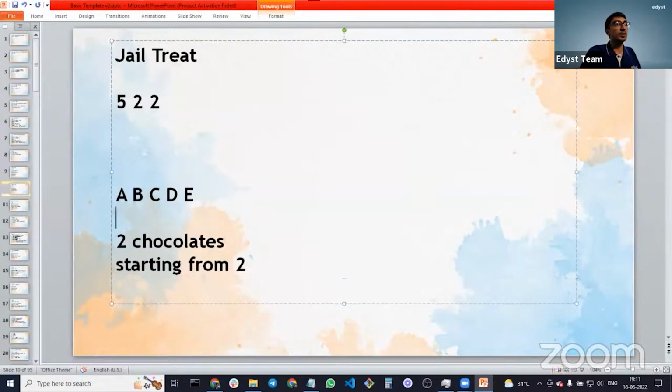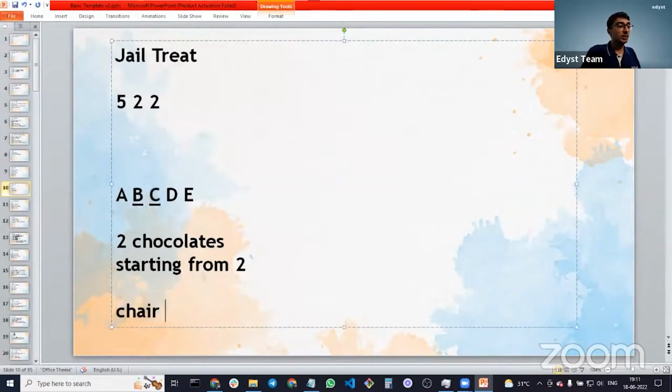So now 2 chocolates will be given out. So B gets a chocolate and C gets a chocolate. Who is the last person to get a chocolate? C is, which is chair number 3, gets the last chocolate. Okay. Chair number 3 gets the last chocolate over here. Clear, everybody? This part? That's why the output is 3.